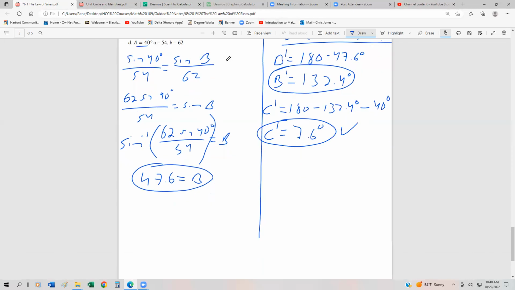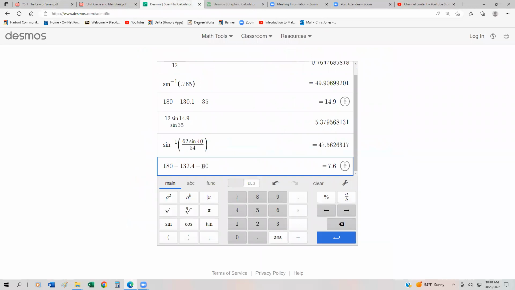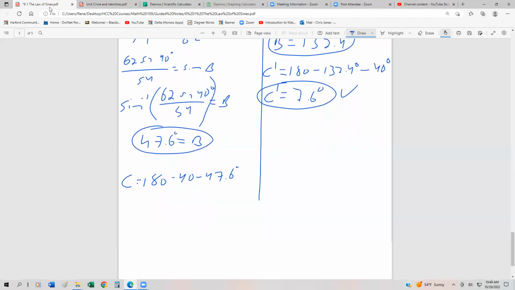Now over here we can find C rather easily by taking 180 minus 40 minus 47.6 degrees. That one's going to be 92.4. So original C is 92.4 degrees.